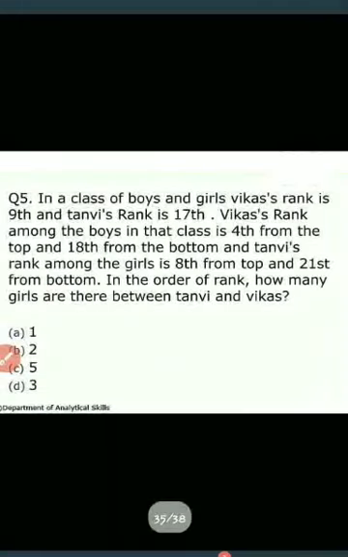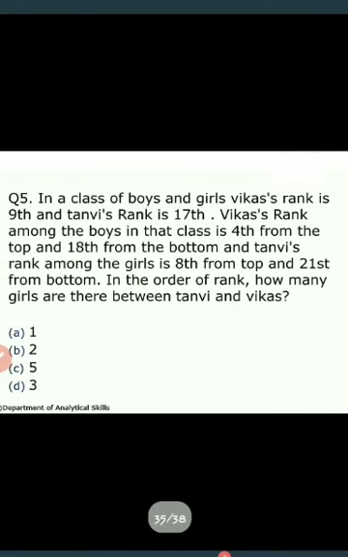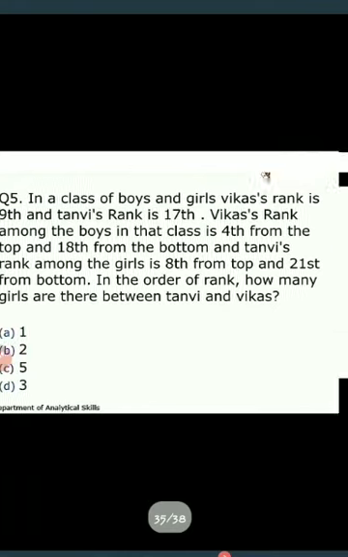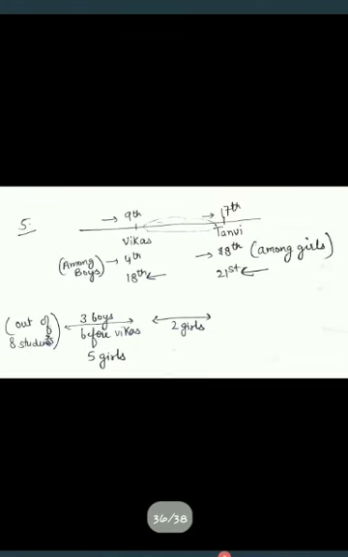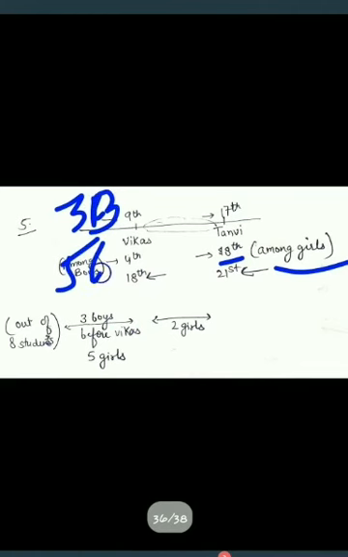Next, Tanvi's rank among the girls is 8th from the top and 21st from the bottom. Again, among girls, the rank of Tanvi is 8th from the starting. It means how many girls will be there before Tanvi? Yes, 7 girls. Now we know before Vikas there are 3 boys and 5 girls.